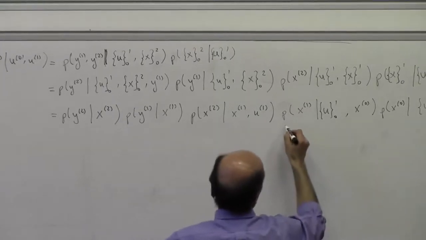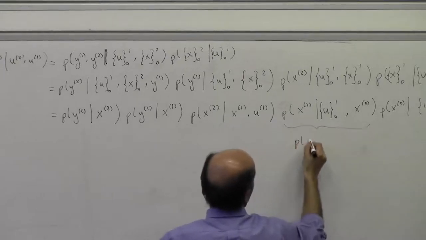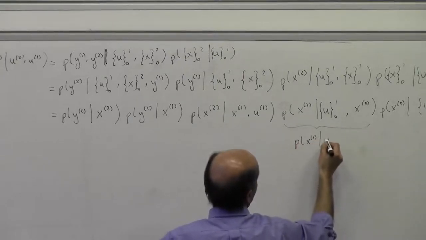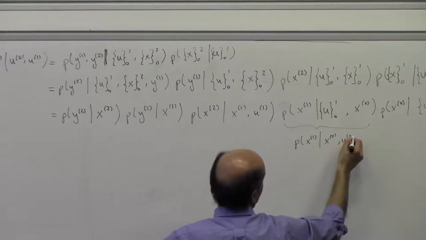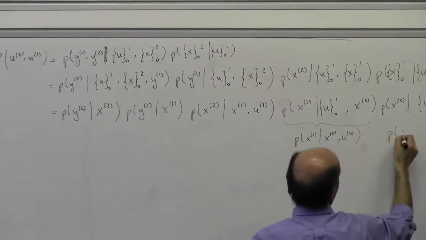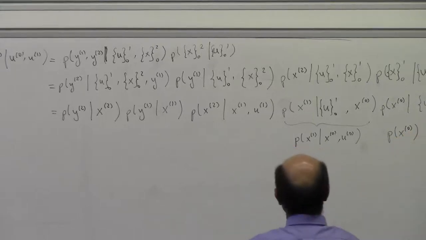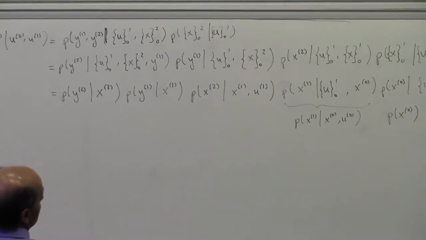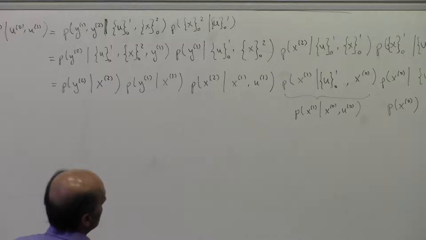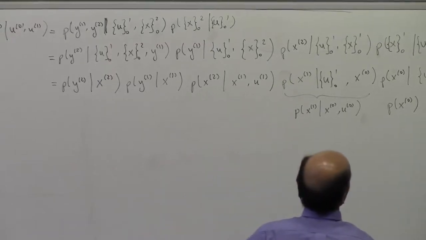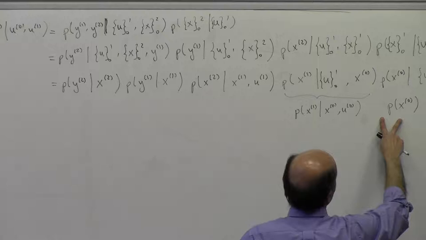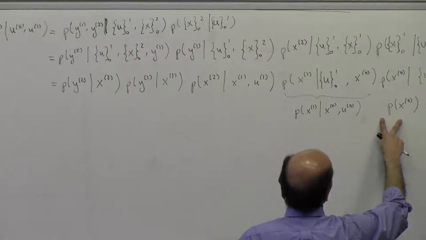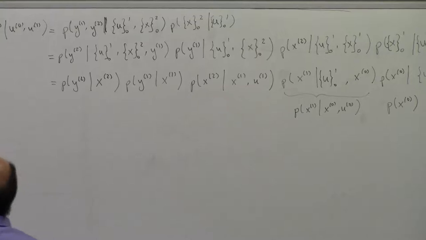All right, so this term here is p of x1 given u0, and this term here is just p of x0 because it doesn't depend on u. Oh, actually, this is just zero. Yeah, that's fine.